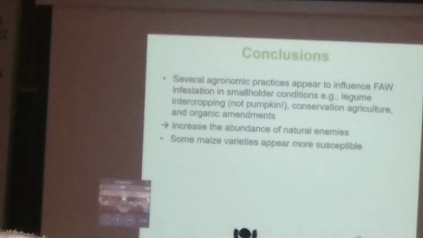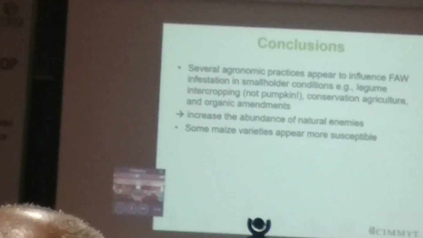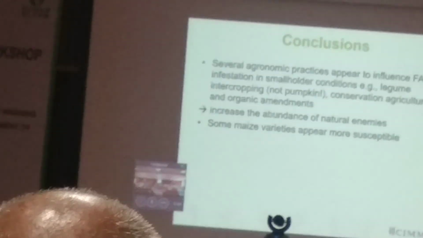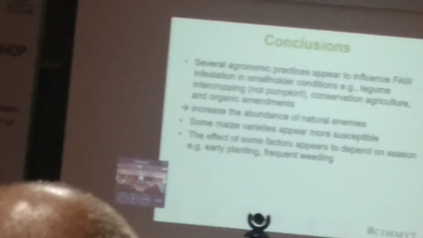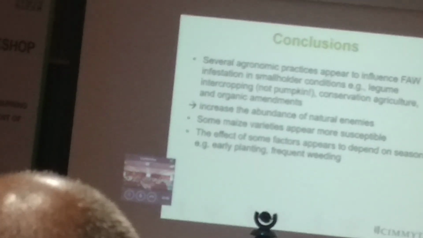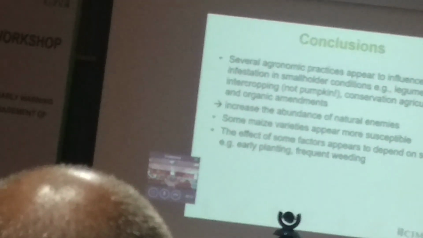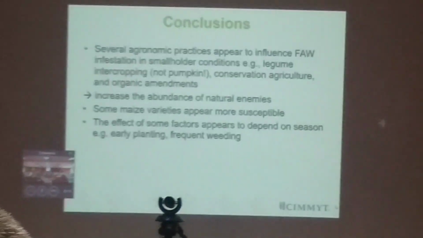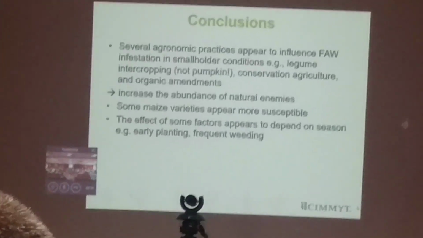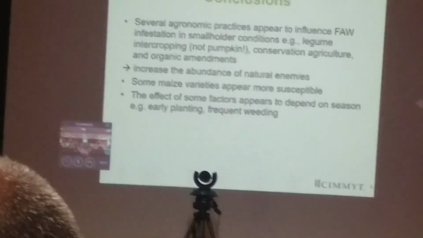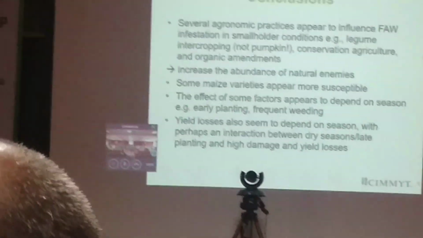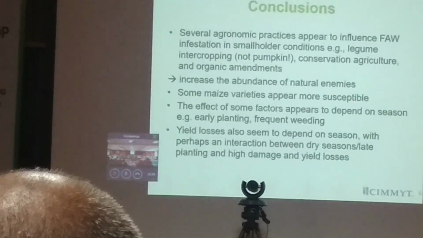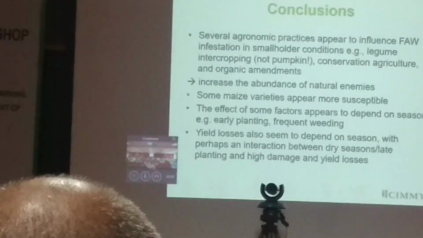Some maize varieties appear to be more susceptible, so it's very important to find out those that are less susceptible, and CIMMYT's breeding program is very busy working on that end. The effect of some factors appears to depend on season, because early planting and frequent weeding has an effect on how many fall armyworm can develop initially. If you have no weeds or very few weeds, then there's very little food for the fall armyworm to multiply. Yield losses also seem to depend on season, with perhaps an interaction between dry season, late planting, and high damage and yield loss.